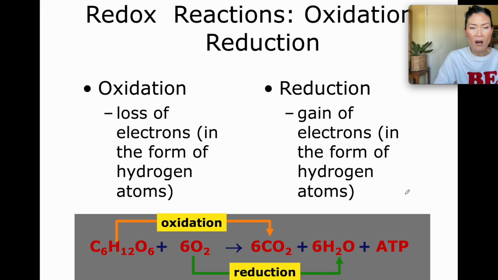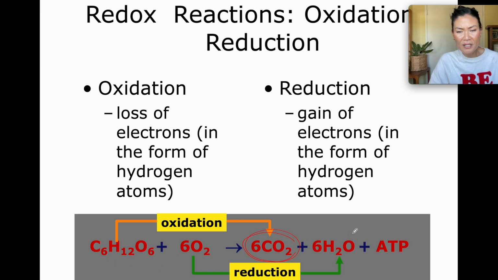So yeah, oxidation, the C6H12O6 glucose is oxidized, the O2 is reduced. When the sugar gets oxidized, it becomes CO2, you guys. And this CO2 is the carbon dioxide that you're breathing out right now. Where did that CO2 come from? It came from the sugar that you ate, okay?